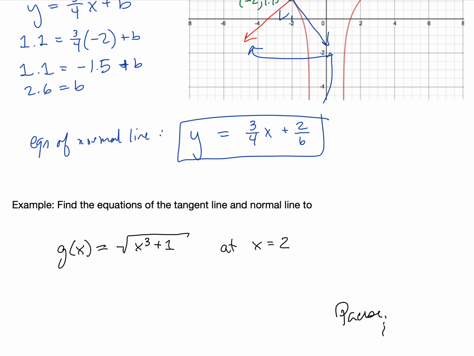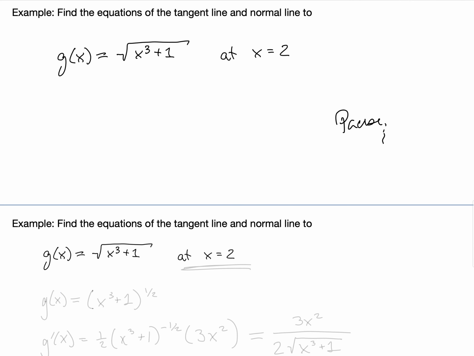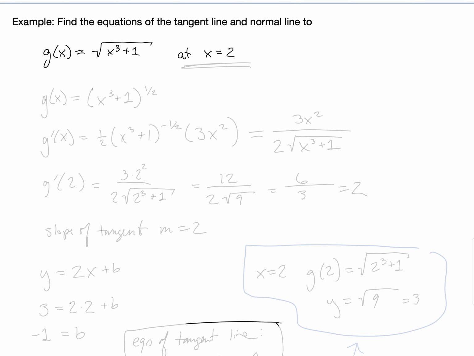All right. So first we need to take our derivative to be able to find the slope of the tangent line, and then take the opposite reciprocal to find the slope of the normal line. So before taking the derivative, I'm going to rewrite g of x as (x cubed plus 1) to the 1/2 power, so that it's a little easier to think about. Now this is a chain rule. The outside function is to the 1/2 power. The inside function is x cubed plus 1.